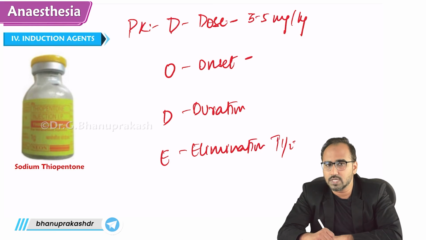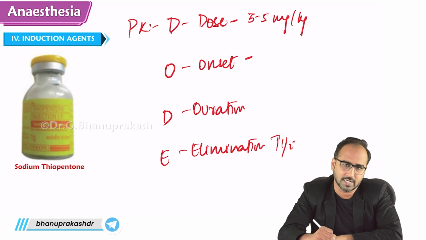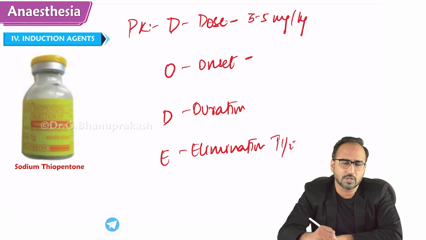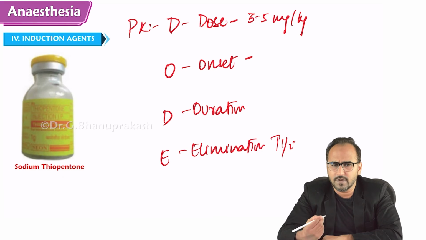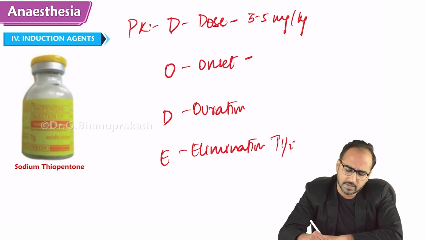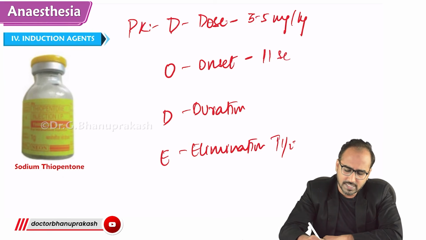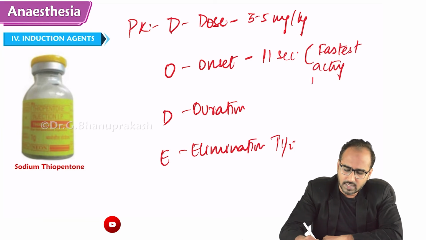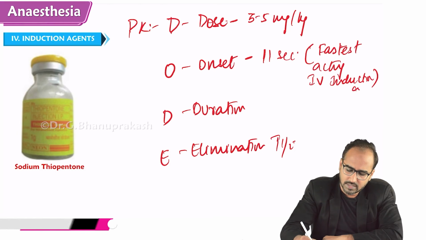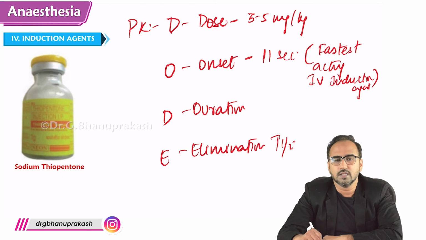After giving this dose, within how many seconds does the patient become unconscious? That will be the onset. After receiving sodium thiopentone, within 11 seconds the patient is knocked out. It is the fastest acting IV induction agent. 11 seconds is the onset, hence it is the fastest acting IV induction agent. Dose is done, onset is done.